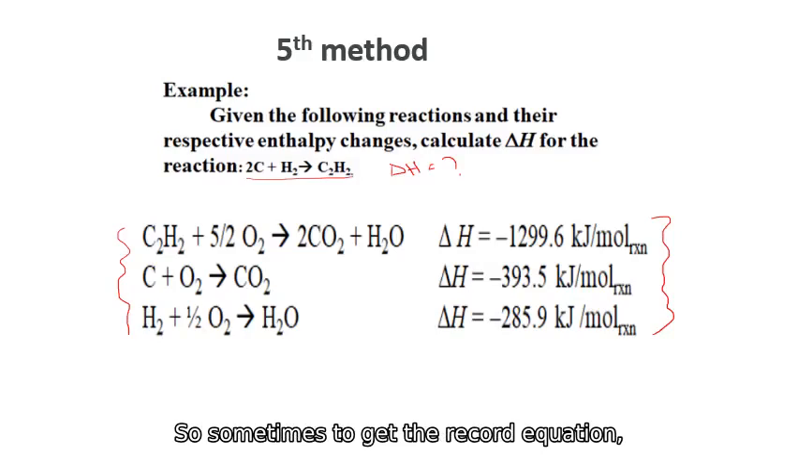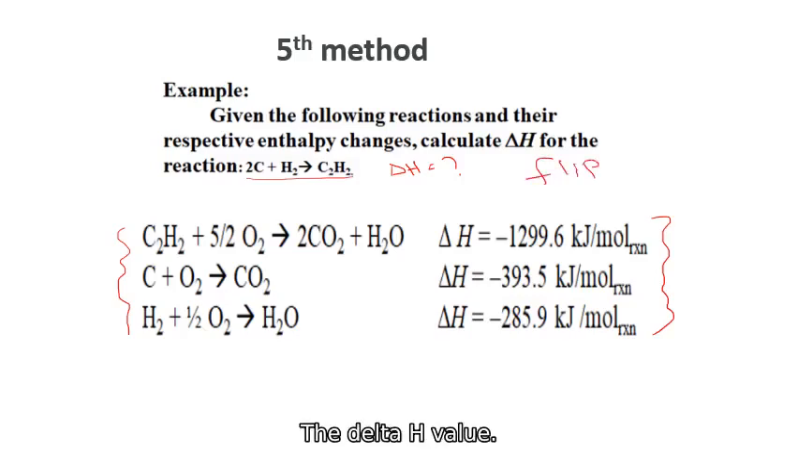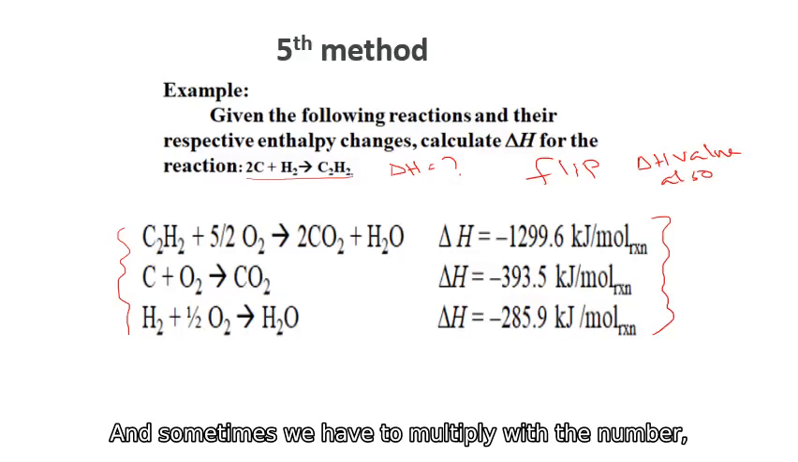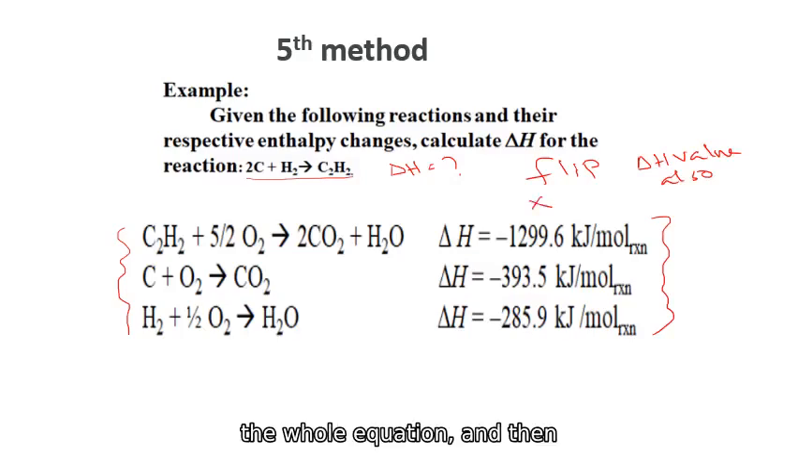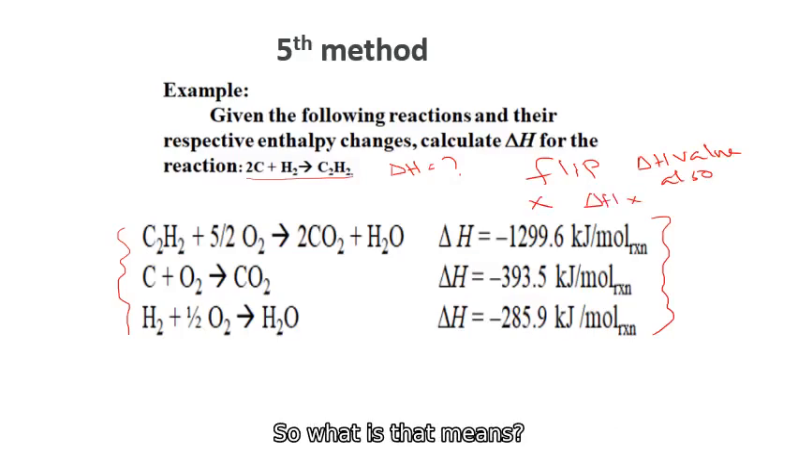Sometimes to get the required equation, you may have to flip the equation. When you flip it, the sign of the delta H value also should flip; the value changes to the opposite sign. And sometimes you have to multiply the whole equation by a number, and then again multiply delta H by that number. So what does that mean? I will explain in the next slide by solving this equation.